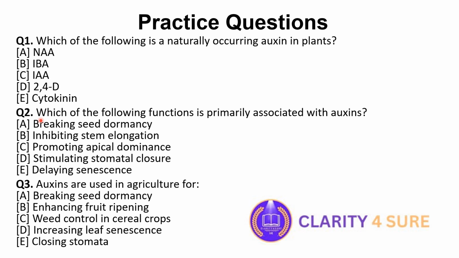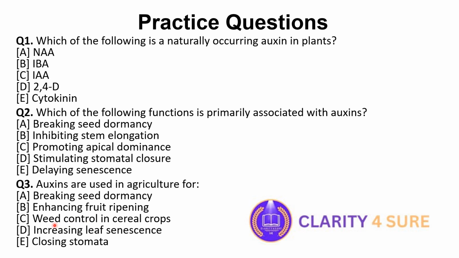Second question is, which of the following functions is primarily associated with Auxins? First is breaking seed dormancy, second is inhibiting stem elongation, third is promoting apical dominance, fourth is stimulating stomatal closure, fifth is delaying senescence.